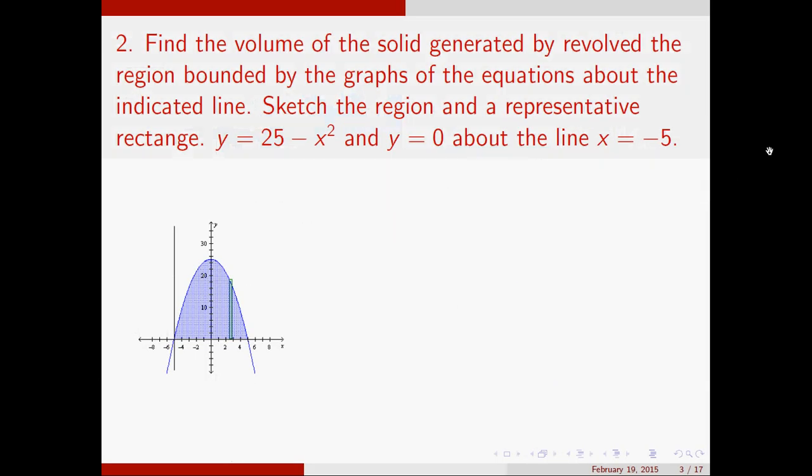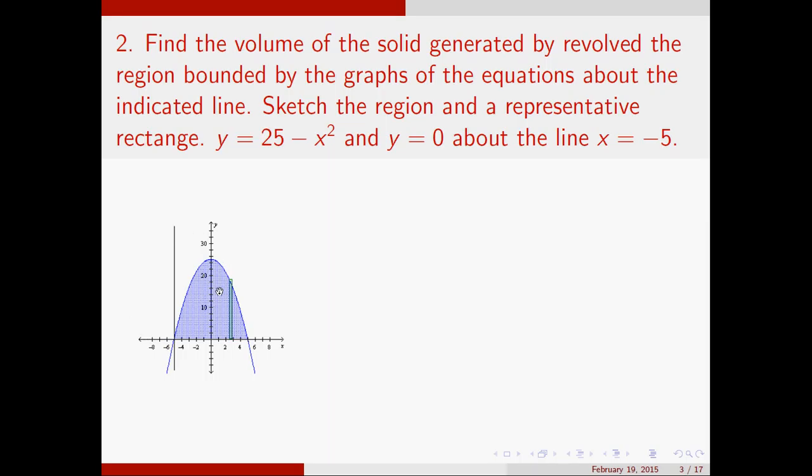Okay, let's take a look at number 2. We're again going to take this parabolic region and we're going to rotate it. But this time we want to rotate it along the line x equals minus 5. That's a vertical line going through minus 5 right there. So we're going to take this parabolic region and we're going to rotate it around the line x equals minus 5.